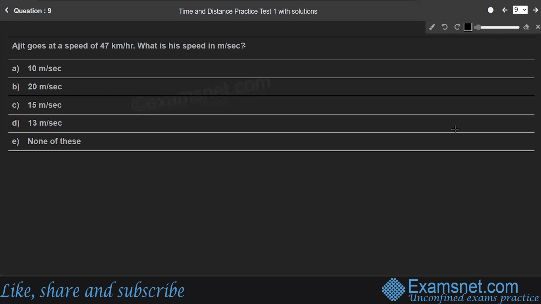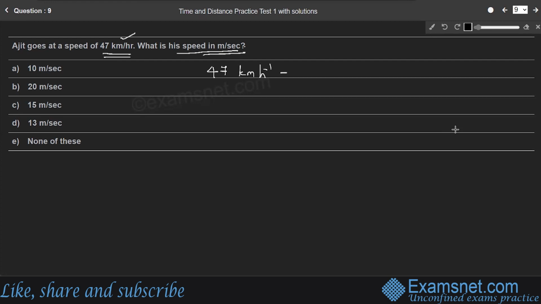Question number 9. Ajit goes at a speed of 47 km per hour. What is his speed in meter per second? Here, the given speed is in terms of kilometer per hour, right? So here it is 47 km per hour. Express this kilometer per hour in terms of meter per second.